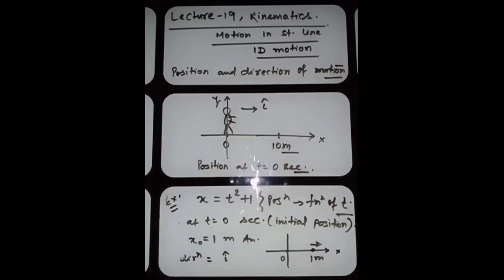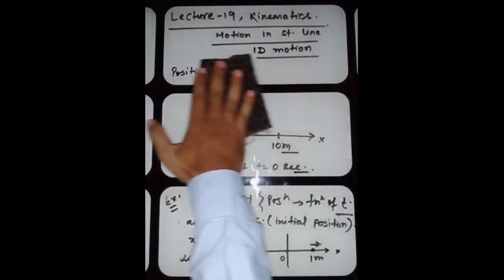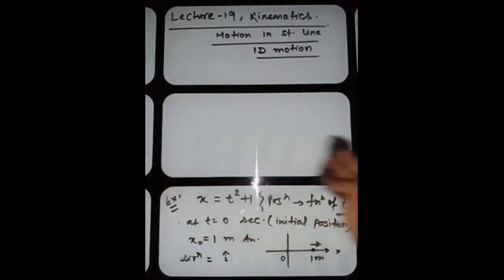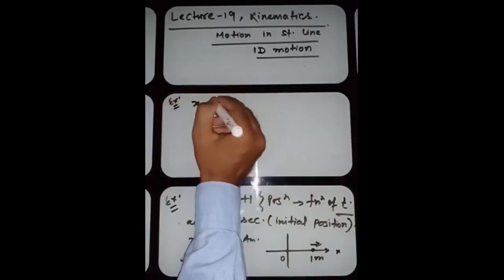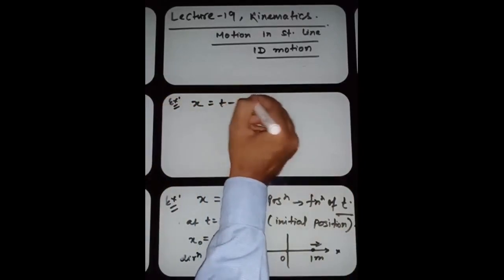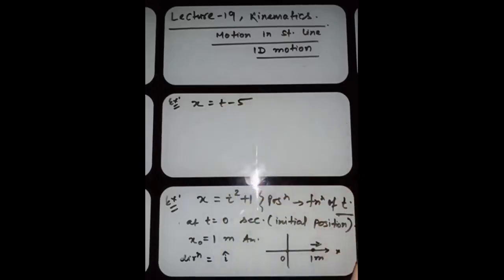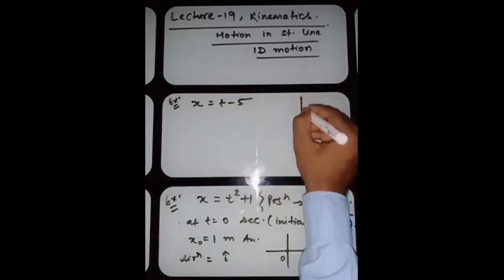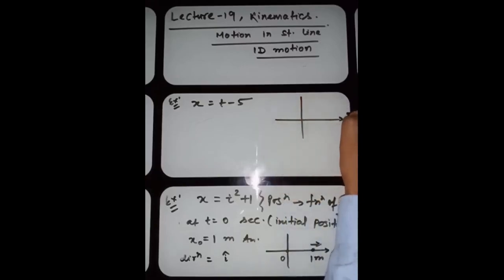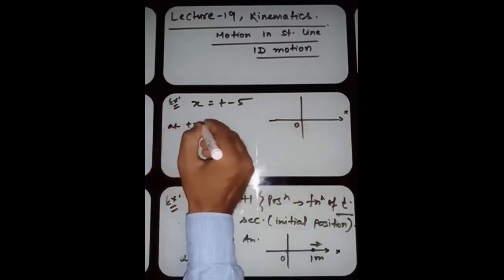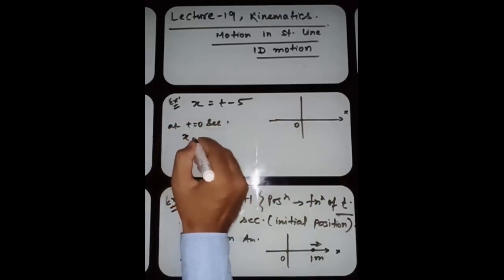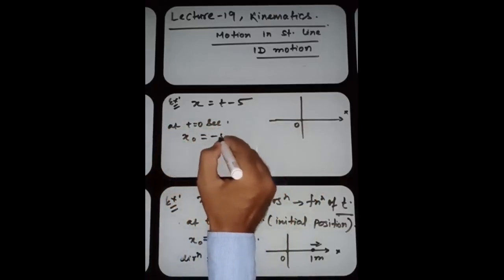In this way, you have to guess for the next one. If the equation is this one, x equals t minus 5. x equals t minus 5. You have to find the position and direction of motion. Again, this is the x-axis, this is the origin. Okay. Now, at t equals 0 seconds, x0 will be how much? It is minus 5 meters.